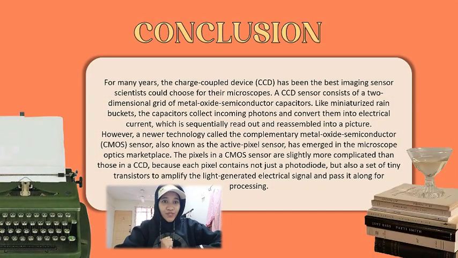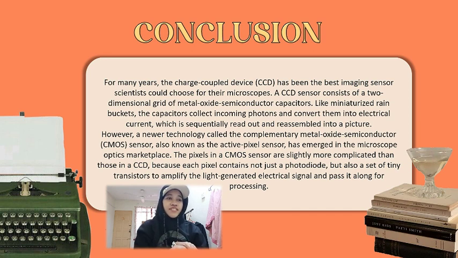Alright, so as for the conclusion, for many years CCD has been the best imaging sensor scientists could choose for their microscopes. A CCD sensor consists of a two-dimensional grid of metal oxide semiconductor capacitors that we have exposed in this video. Like miniaturized rain buckets, the capacitors collect incoming photons and convert them into electrical current, which is sequentially read out and reassembled into a picture.